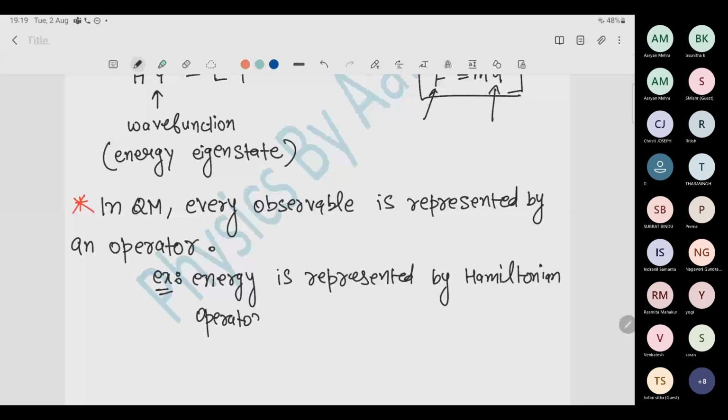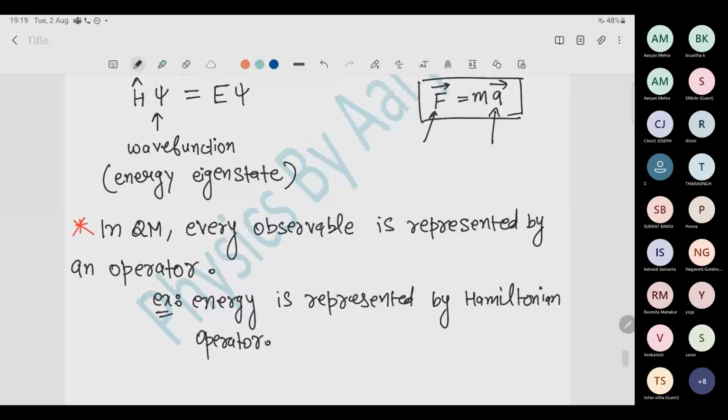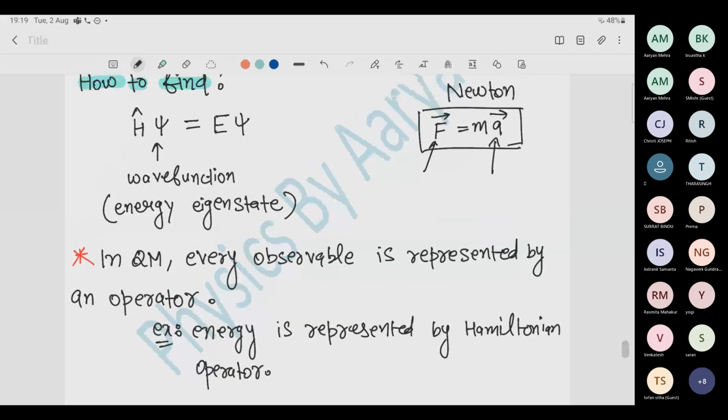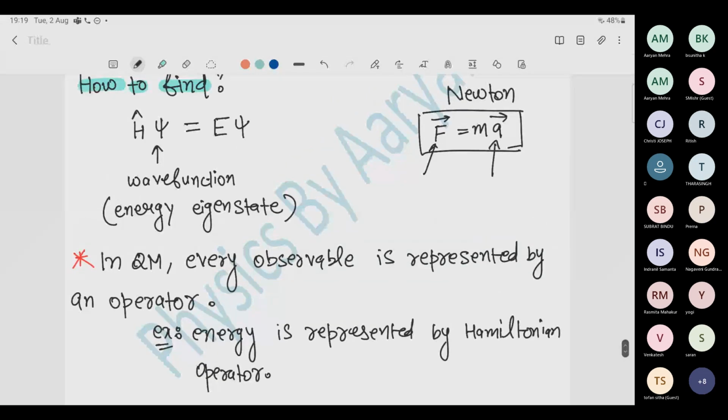So in this equation you clearly see every observable. What is an observable? An observable is something which we can observe, which we can measure. For example, energy we can measure. Kinetic energy, I'm not so sure, but energy we can measure. Then we can measure angular momentum, we can measure the spin of the system, and so on. All these things which we can measure are actually represented by an operator.